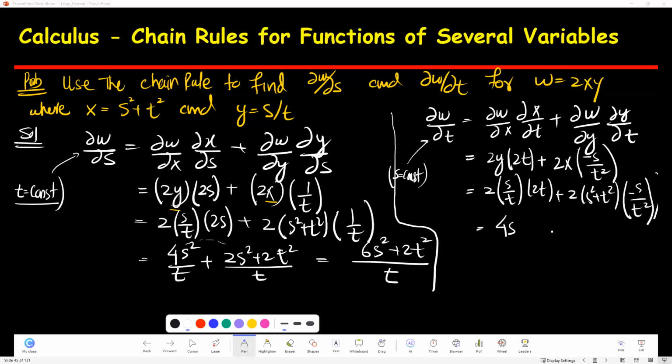Then 4s minus, here the dt cancel. This minus is going to come out and replace this plus with a minus sign, and then 2s cubed plus 2st squared, divided by t squared. If I want, I can do further simplification: 2st squared minus 2s cubed plus 2st squared.